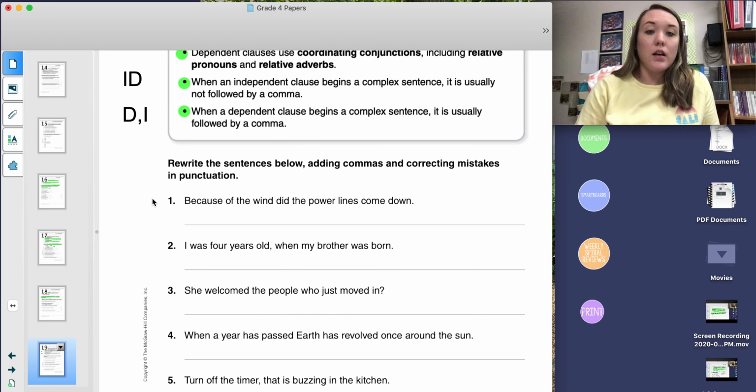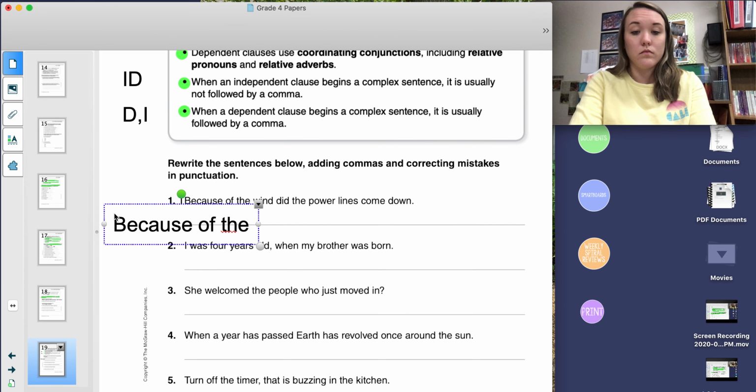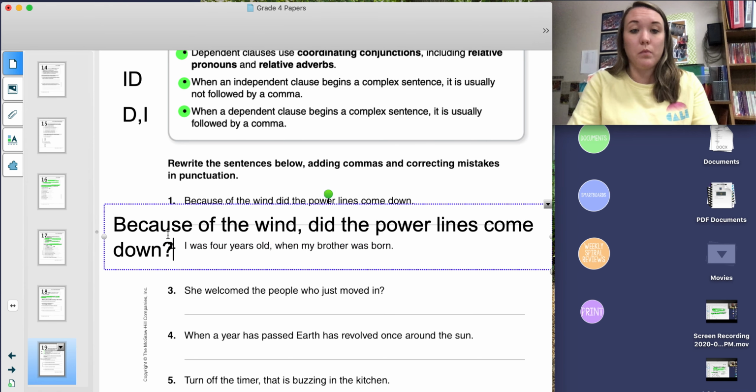Number 1 says, because of the wind, did the power lines come down? I notice that this starts with a subordinating conjunction, because. So this is an example of a DI sentence, so I need a comma separating my dependent and independent clauses. Also, I notice that this is a question, so I need to change my end mark from a period to a question mark. Because of the wind is dependent, comma, did the power lines come down? Question mark.